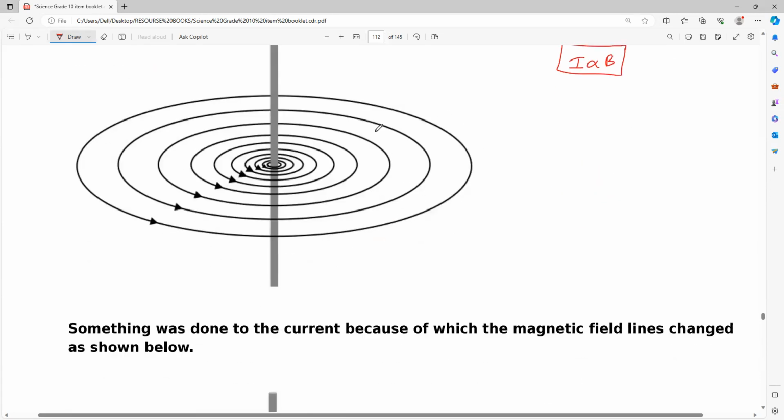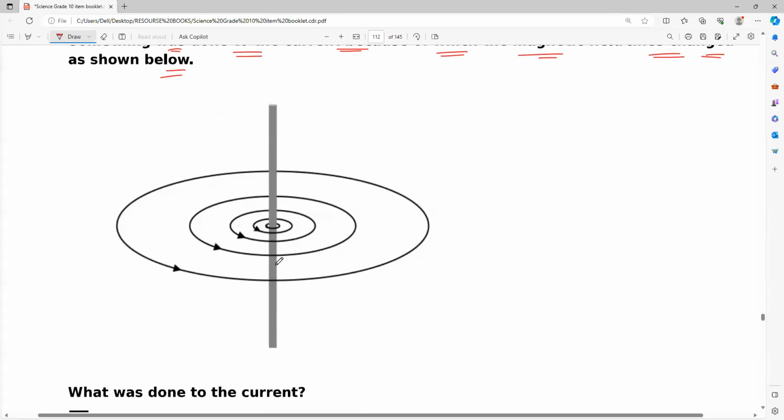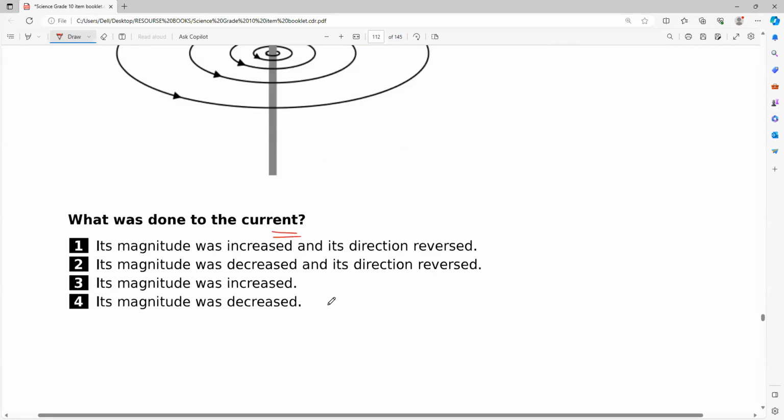Now, something was done to the current because of which the magnetic field lines changed as shown below. You can see here, from here to here, the magnetic field lines are reduced. So what was done to the current? They are asking. Anybody? Reduced. That's the answer. Do you understand, everybody? So what happened to the current? Current is reduced.